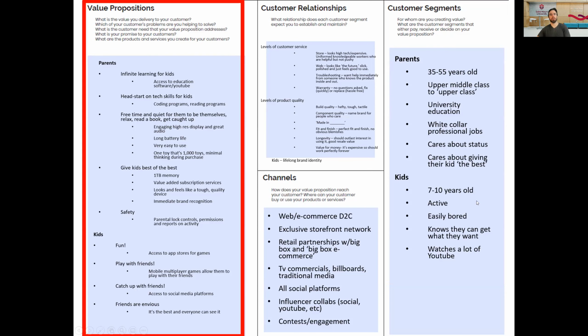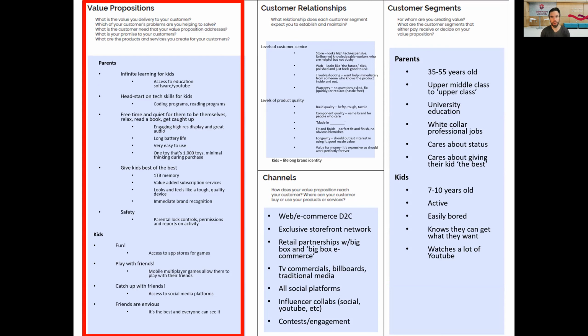So what we're going to offer them is a tablet, some sort of technical device that's basically an infinite learning platform for kids. So even though mom and dad maybe aren't around all the time, they have access to the best education tools, software, programs, the best displays, the best longest lasting battery life, the best parental safety lockout tools on the market to give their kids the best of the best.